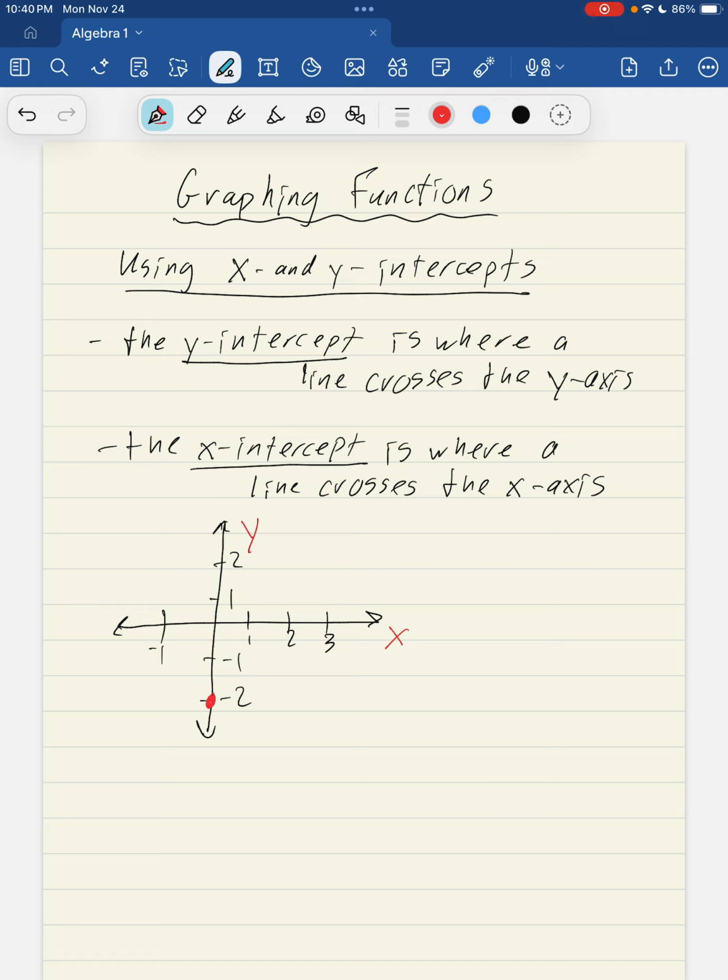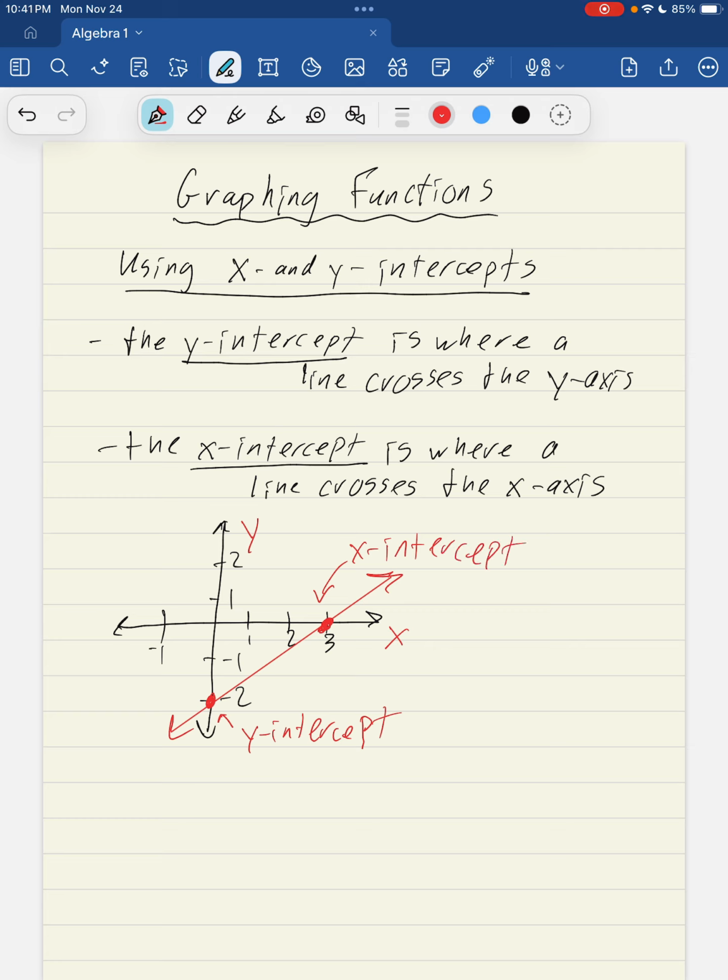So if we have a line that runs through our graph like so. Let's see if I can do this. Oh, it's not working. I can't use a ruler. I'll do my best straight line. Look at that. Perfectly straight. Boom! Line like that. This part right here is our y-intercept, and this guy over here is our x-intercept.